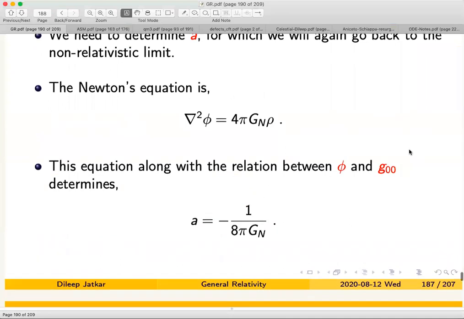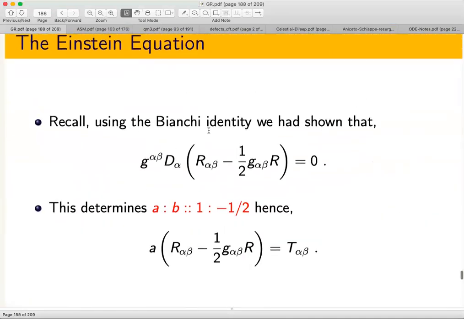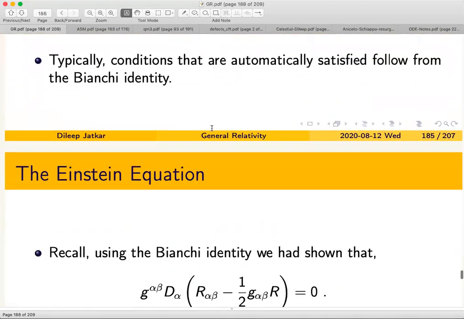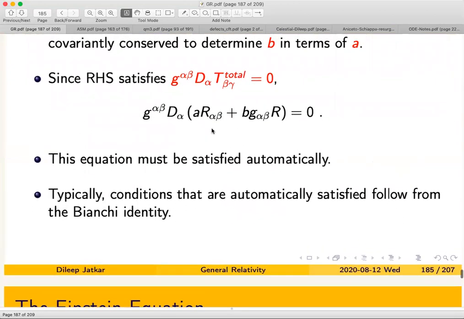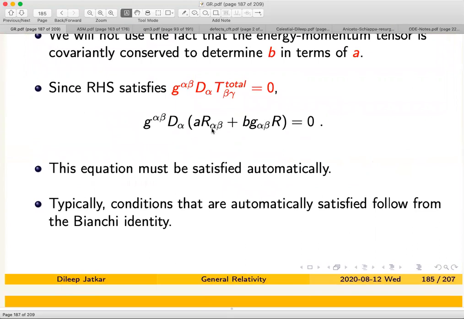Yes, please. Originally, was this derived using the Einstein-Hilbert action? We will do that also, but the Einstein-Hilbert action came later actually. Einstein derived the equation by this analogy, in fact. The Einstein-Hilbert action is not there in the original paper. It is there in the later paper.